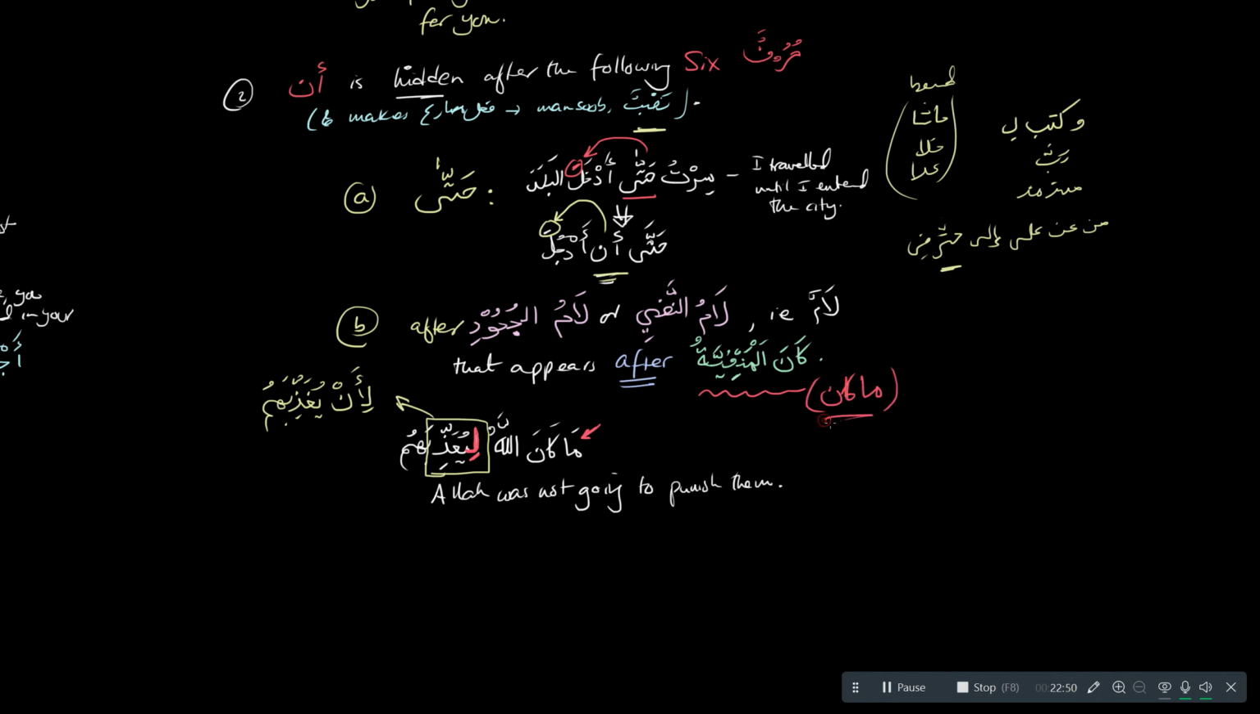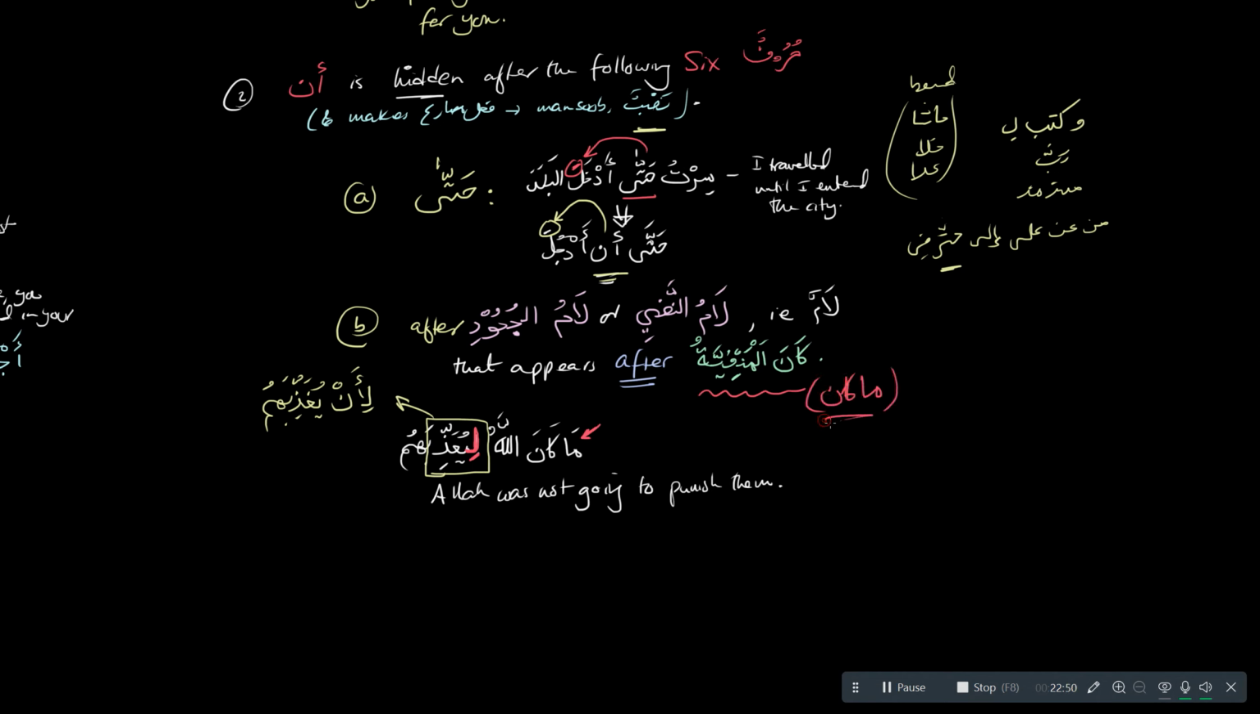There's a hidden an, which is what makes liyu'adhibahum mansub over there. So this is mansub because of this situation. You have a kana manfi, which is ma kana. After it you have a lam naf'i, which is lamu juhud, and there's a hidden an after it. And that's what makes this fi'l mudari mansub. Okay, that's a very interesting, unique situation, and you can't miss it because you can't miss ma kana. I think I get that now, inshallah.